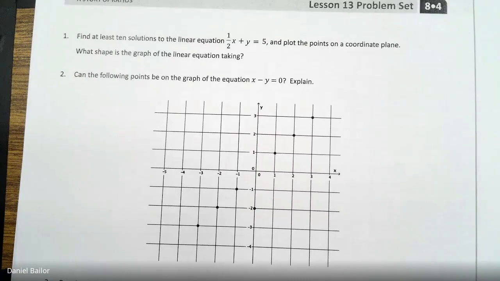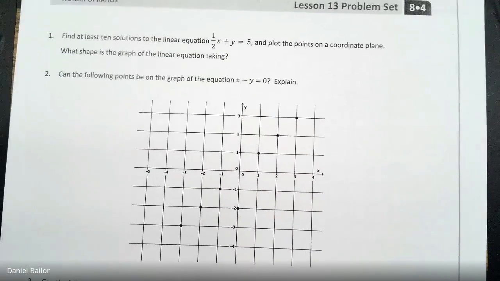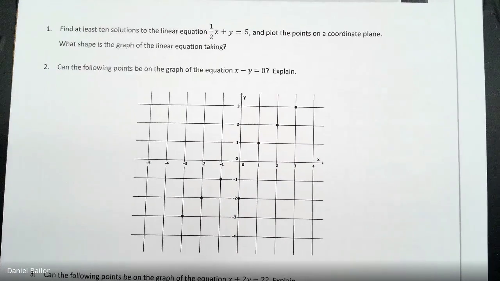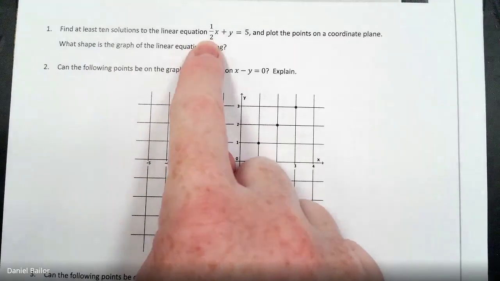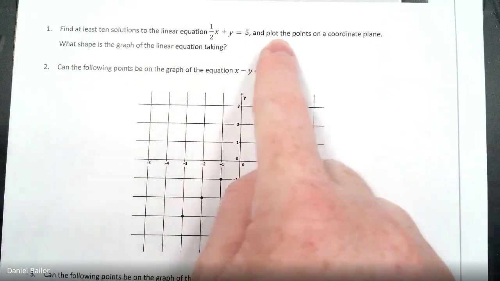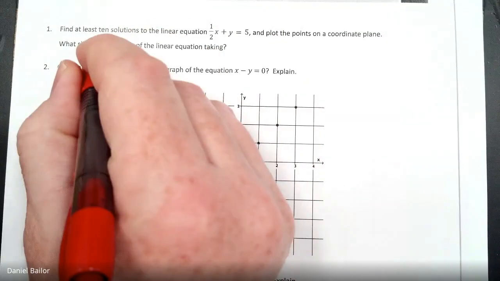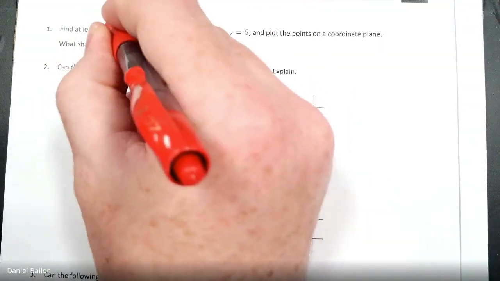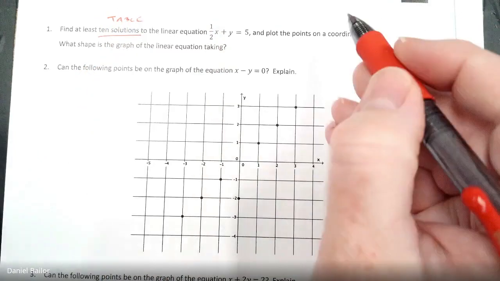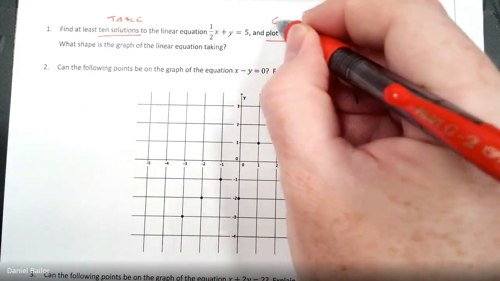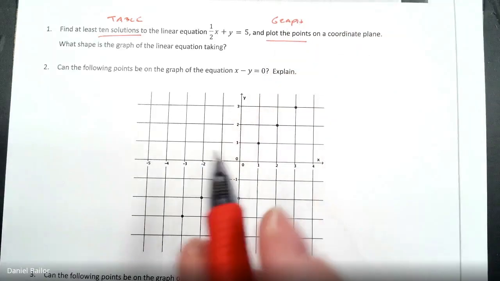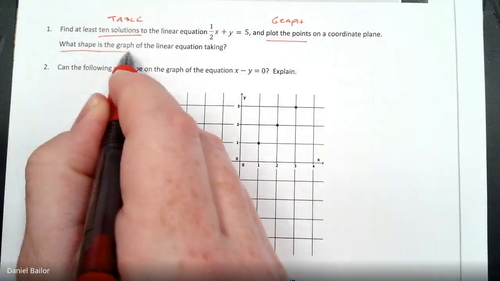For the problem set, after you've looked at the notes and you feel comfortable doing all this, it's time for the problem set. Number 1, find at least 10 solutions to this linear equation and plot the points on a coordinate plane. What shape is the graph of the linear equation taking? So for number 1, you need 10 solutions. So you need to build a table. And then you're going to plot the points, which means you're going to graph. And then what shape is the graph? Tell me what shape is the graph.